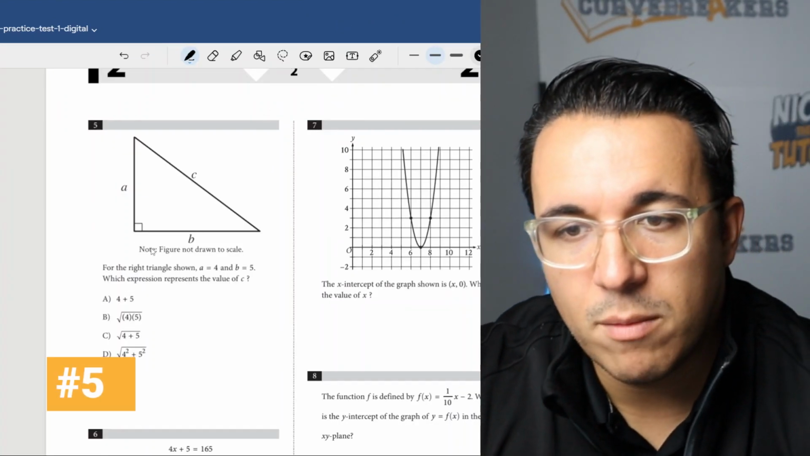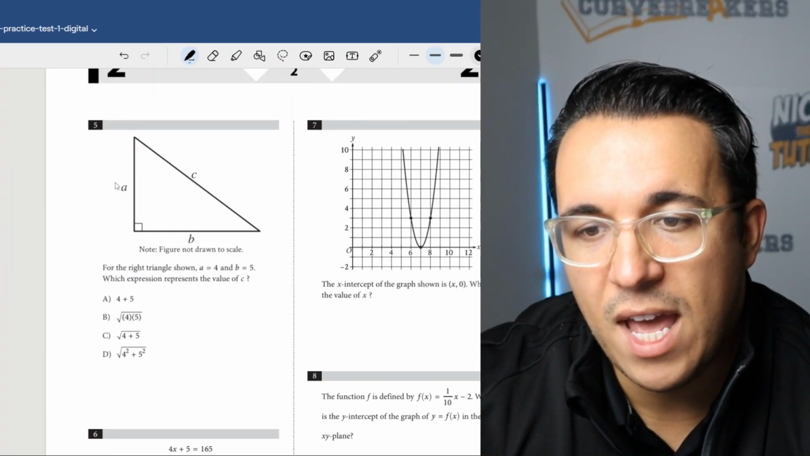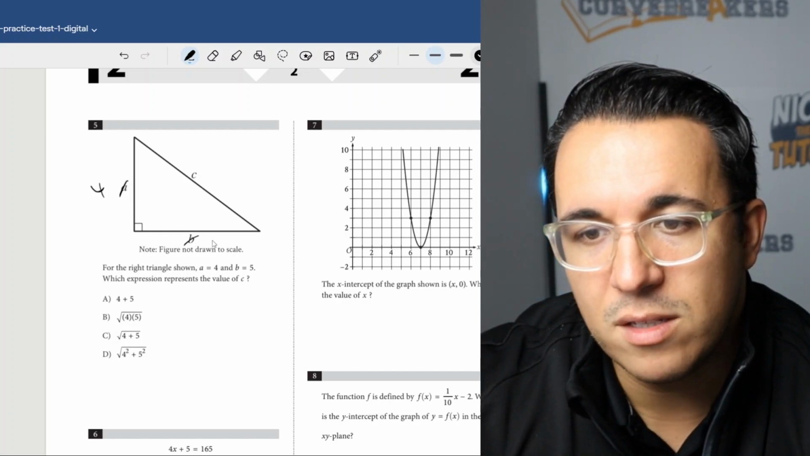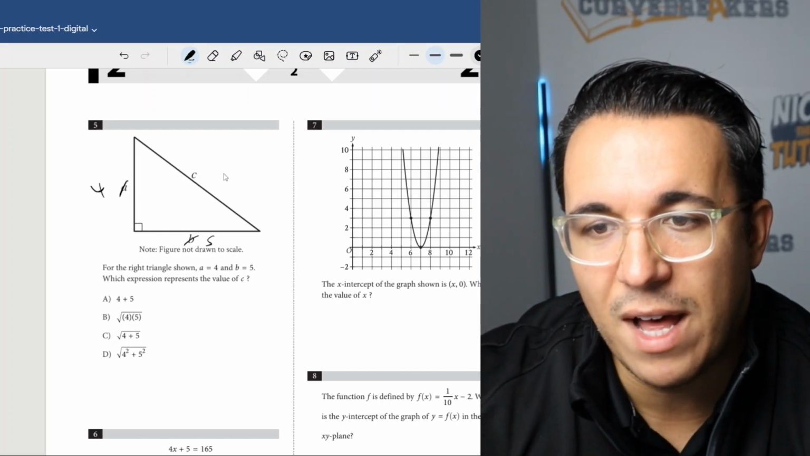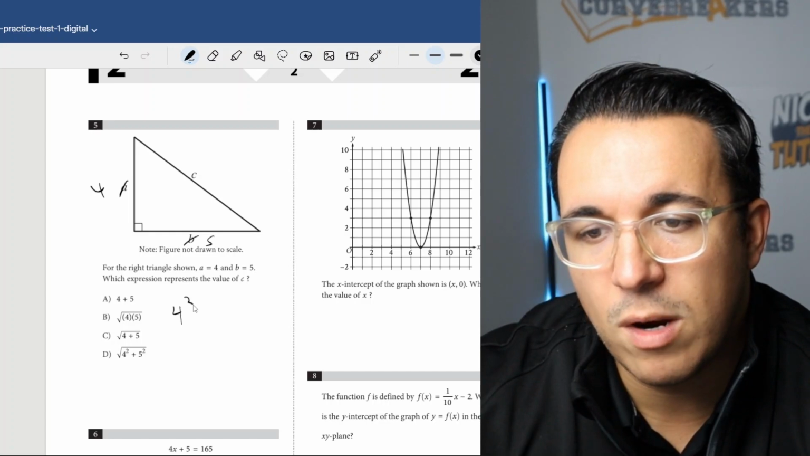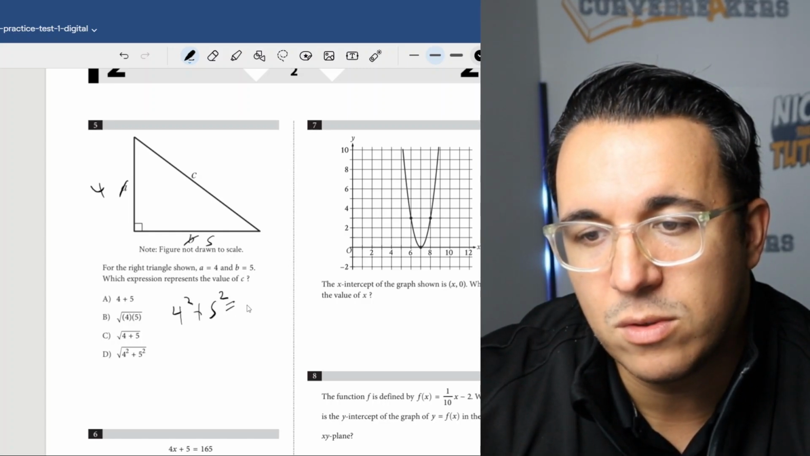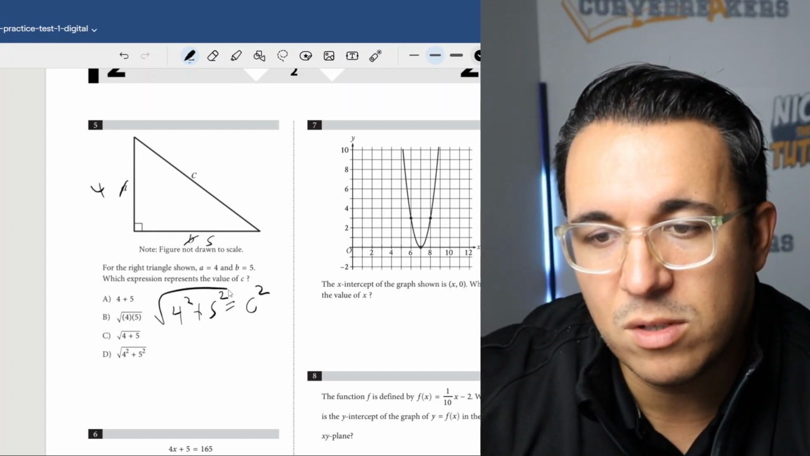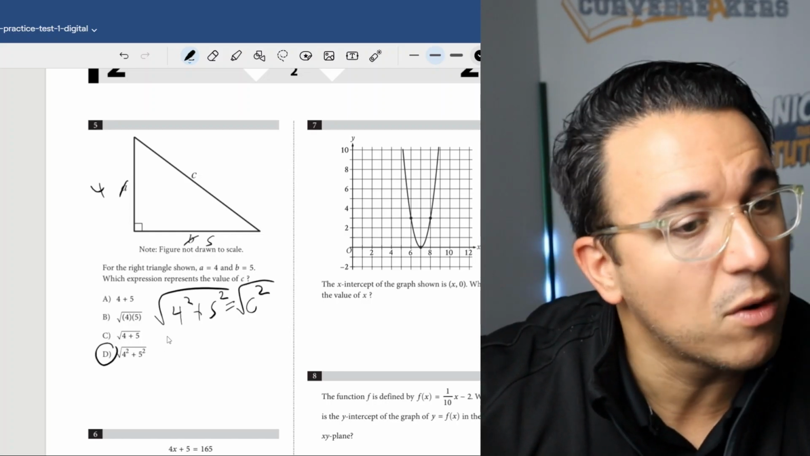All right, let's take a look at number 5. For the right triangle shown, A is 4 and B is 5. Which expression represents the value of C? So that would be 4 squared plus 5 squared equals c squared. We don't have that. What they did was they square rooted both sides, so our answer is going to be choice D. Pythagorean theorem. Let's get it.